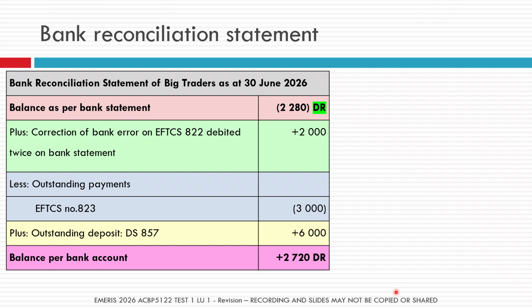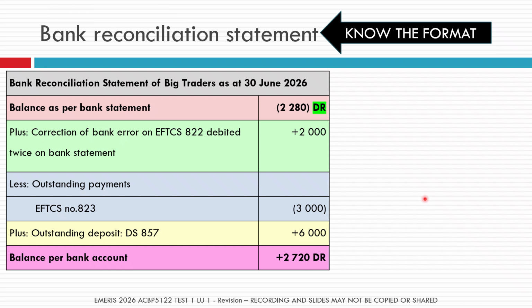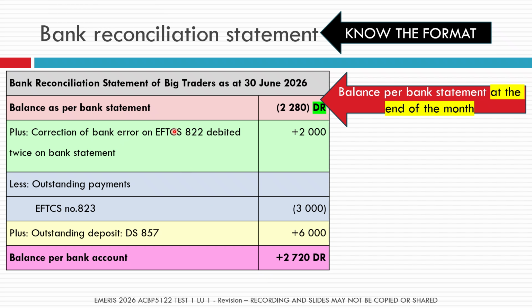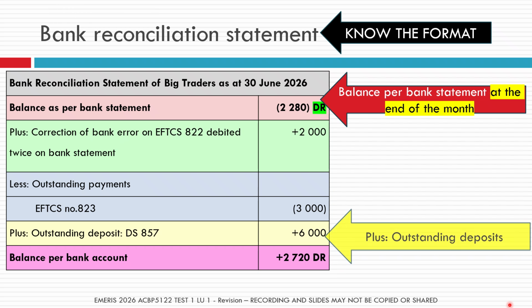Let's just look and see what to include on a bank reconciliation statement. So first up for this one, you must make sure you know the format. So we're not going to give you all of these details. We expect you to know that you're going to start your statement with the balance per bank statement. And this balance, if you can see on this side, is the balance on the very last day of the month. So your balance per your bank statement, we're looking for the closing balance on the bank statement, in this example, the 30th of June 2026.